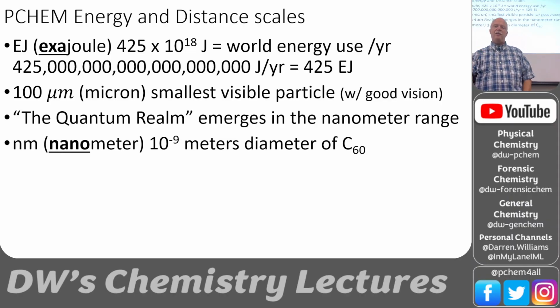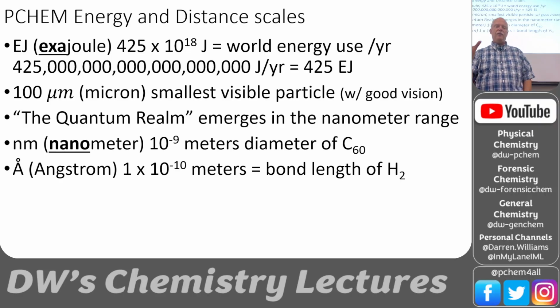So when we get to the nanometer scale, strange things start to happen. And then down sub-nanometer, like the bond length of a hydrogen atom is an angstrom. So get familiar with this unit. We use it a lot. All of our bond lengths will be listed in angstroms. That's 10 to the minus 10 meters.